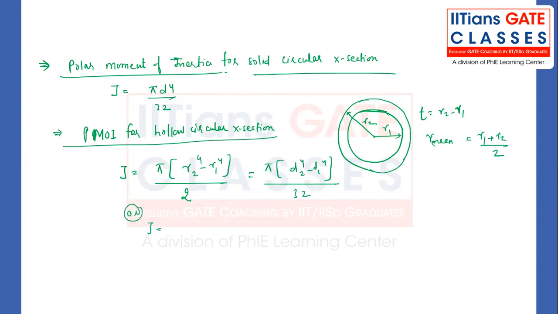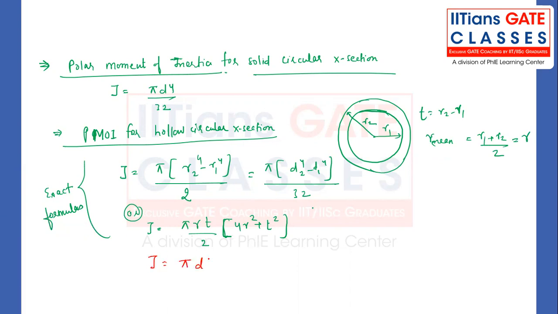We can also write in terms of mean radius and thickness: pi R T divided by 2, into 4R square plus T square. Remember, these are the exact formulas. R is the mean radius, and T is nothing but the thickness. We can also write pi d t by 4 into d square plus t square, in terms of mean diameter, which is d1 plus d2 by 2.